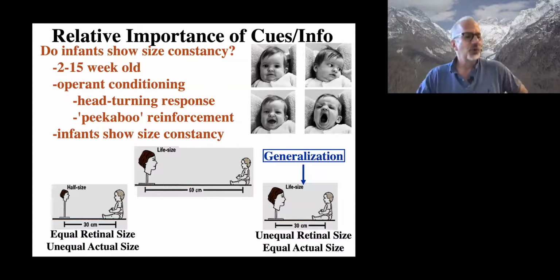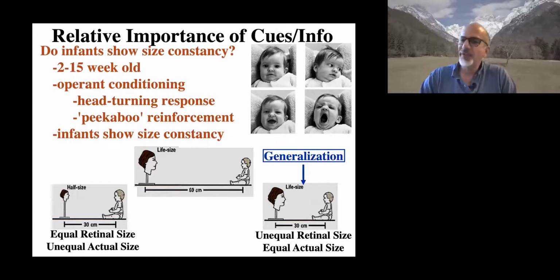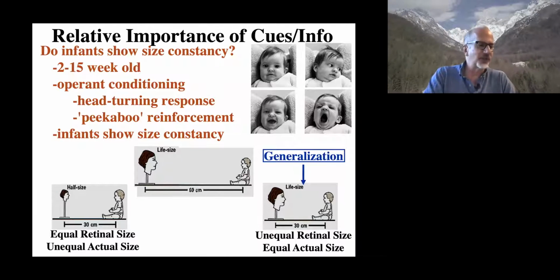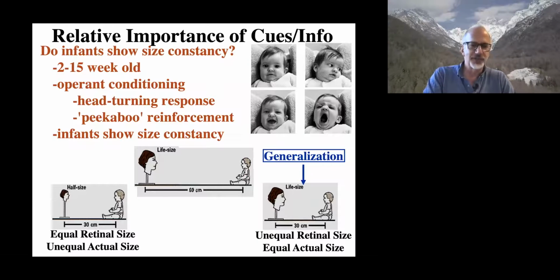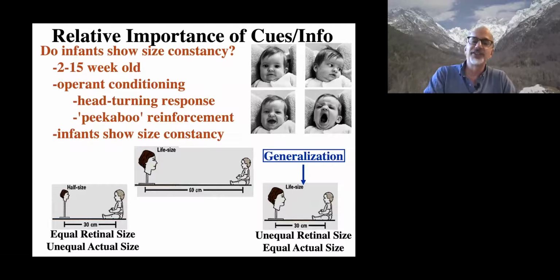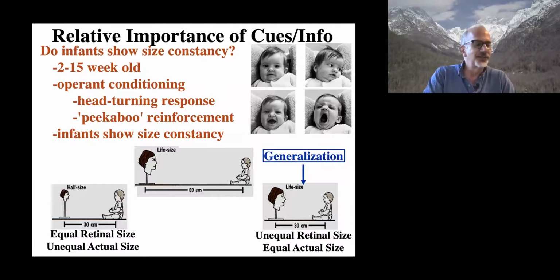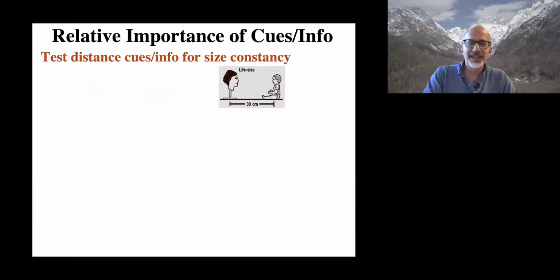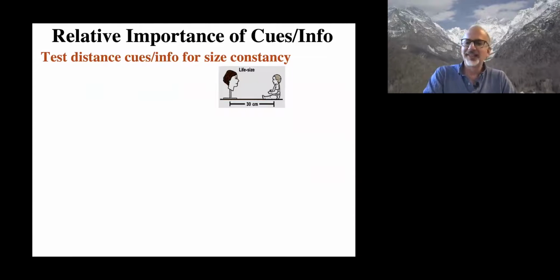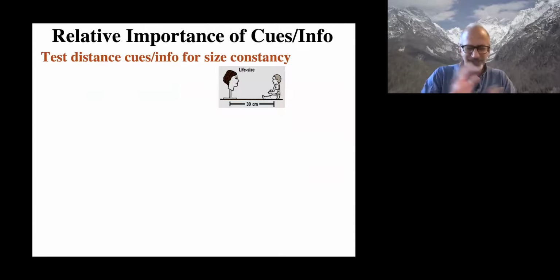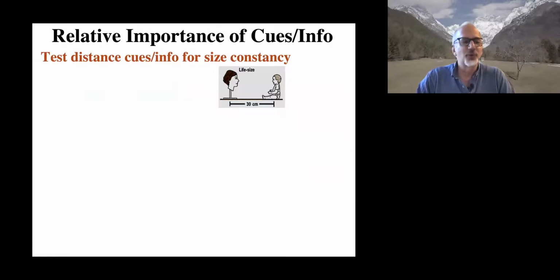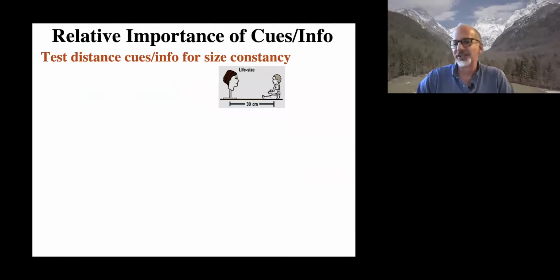Okay, cool. How are they doing this? How are they perceiving size constancy? And now we're going to go back to the bigger question about the relative importance of cues versus information. Now they've shown size constancy. Let's do some manipulation of the different types of visual dimensions. So basically, we're saying, test the distance cues or information for size constancy. And this is another really clever experiment. This was done quite some time ago, but I think that this has held up even with much more sophisticated methodologies that are used today.